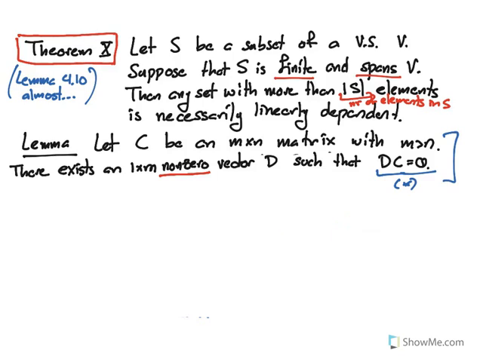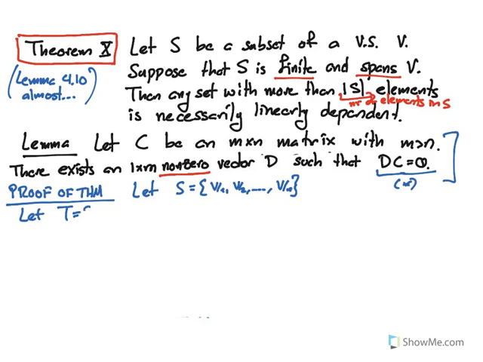All right, let's delete the proof. And now we will turn to the proof of the theorem. So let us prove the theorem. The first thing we'll do is name the elements of S. Let S consist of the vectors v1, v2, up to vn. Now our claim is that if you have a set with m elements where m is larger than n, then that is necessarily a linearly dependent set.